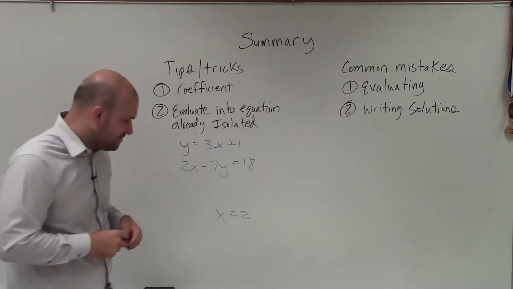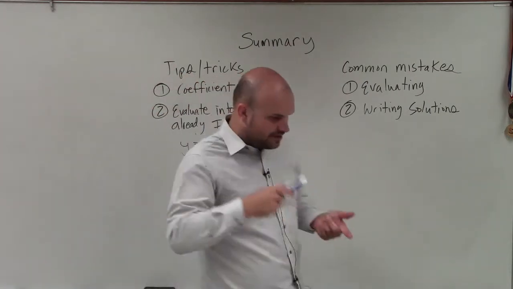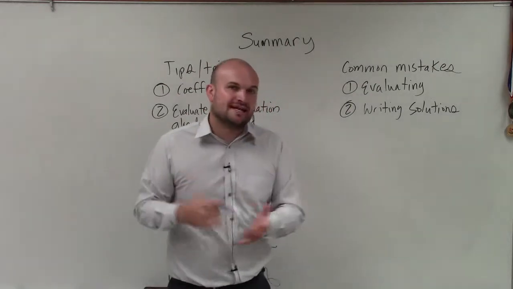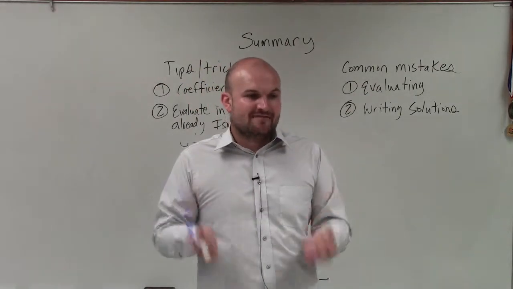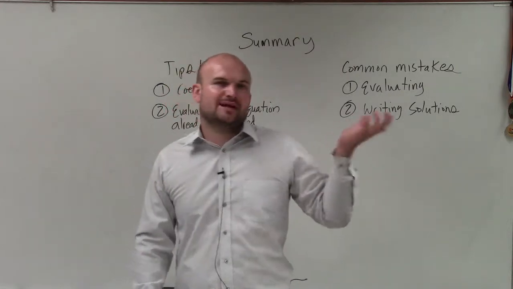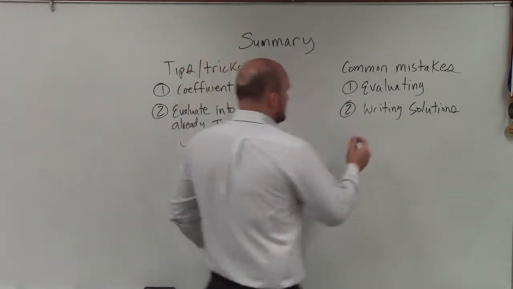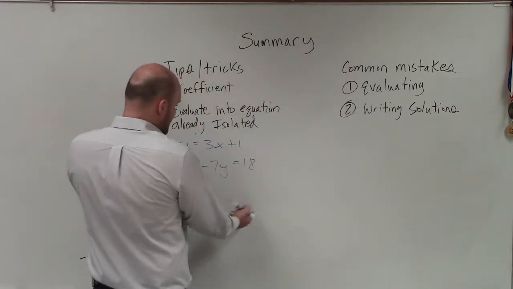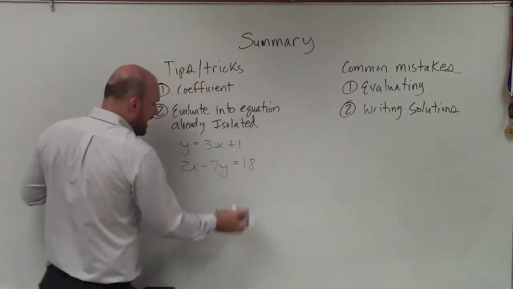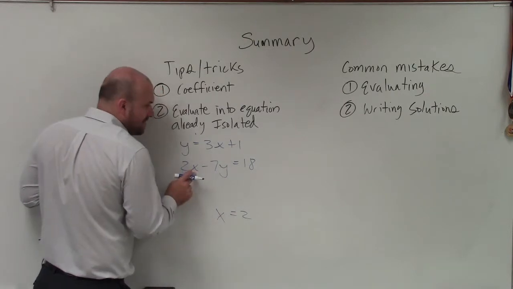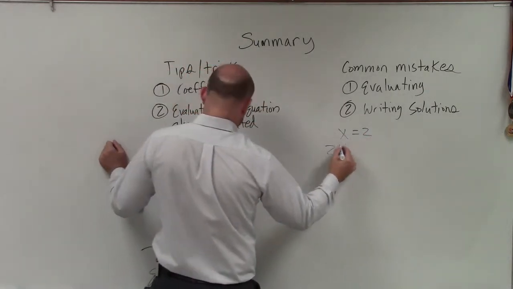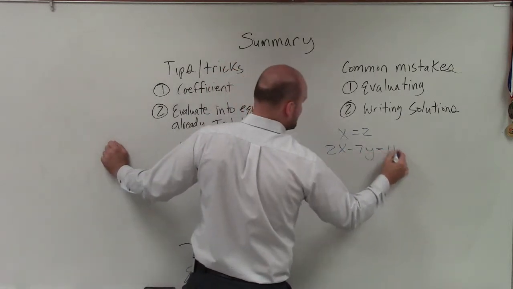Now let's look at some common mistakes. The first one, I think, is evaluating. Students have a hard time understanding the difference between evaluating with a number and evaluating with an expression. If I know x is equal to 2, I can plug 2 in for x. So if I say x equals 2, and I give you an equation, 2x minus 7y equals 18.